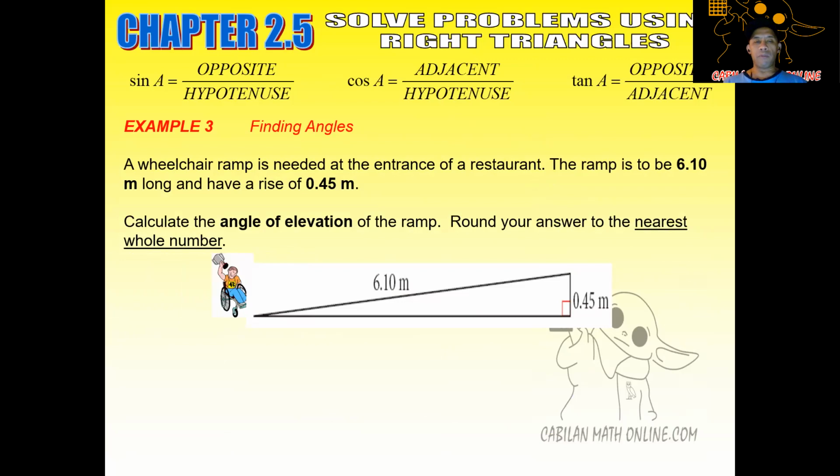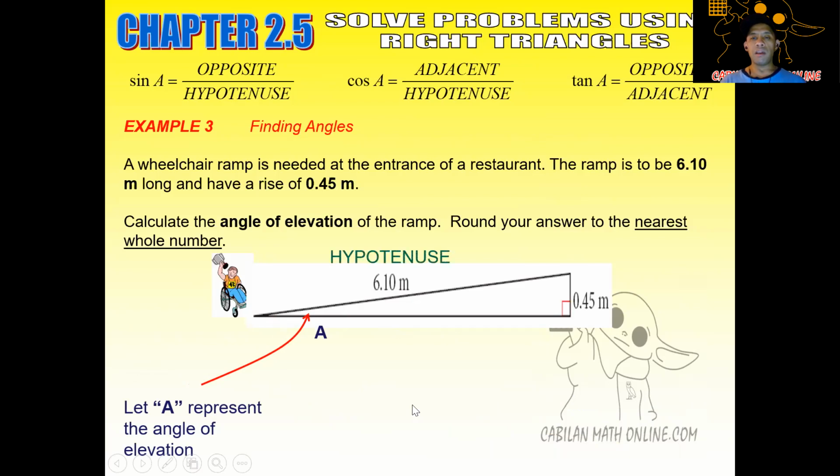Okay, so first things first, we need to identify where the angle is on this diagram. If you take a look at the diagram, first of all, we have the two sides, which we're going to label in just a moment. And remember, the angle of elevation is the angle between the horizontal and the slant that's going upwards. So the horizontal part is the bottom side of this right angle triangle, and the angle of elevation is going to be right there. So what two sides do we have there? From this angle A, the side directly across from it is the 0.45, so that will be the opposite.